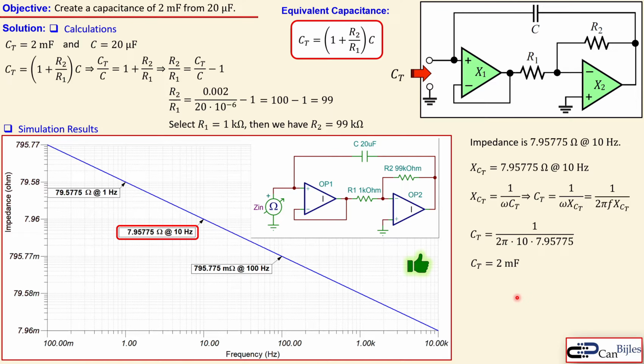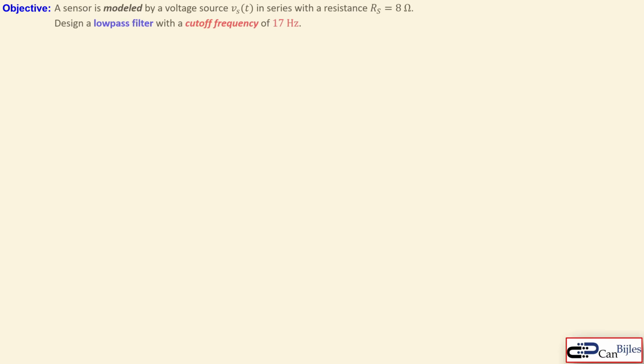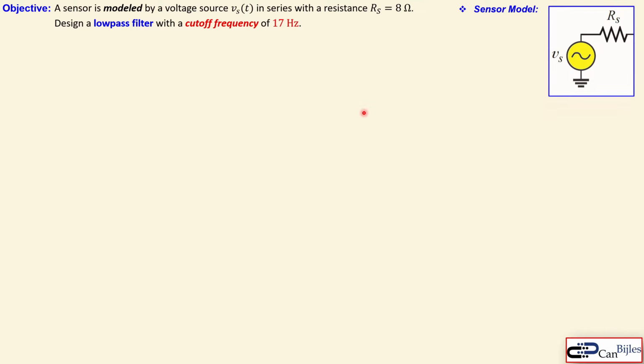So this is indeed as expected. Okay, let's go to the next example. A little bit more practical situation where you have a sensor. It's modeled by a voltage source, which is in series with the source resistor given by this 8 ohm. So our model is shown here. You have now here this voltage source and the resistor RS.